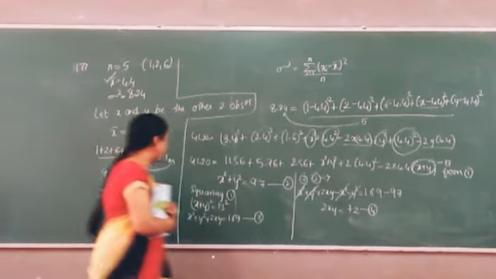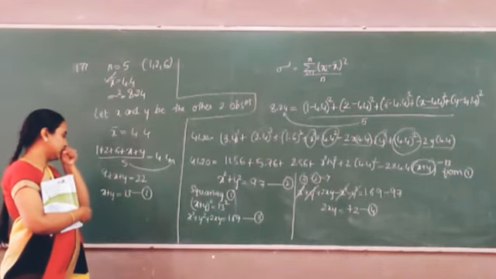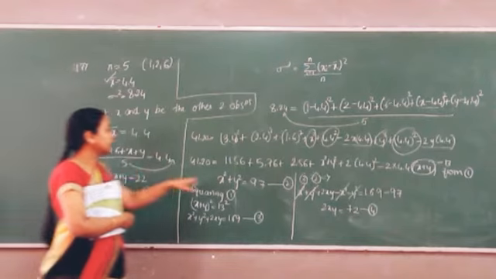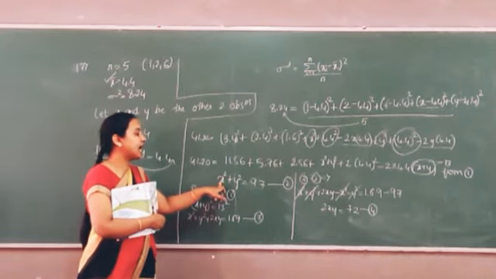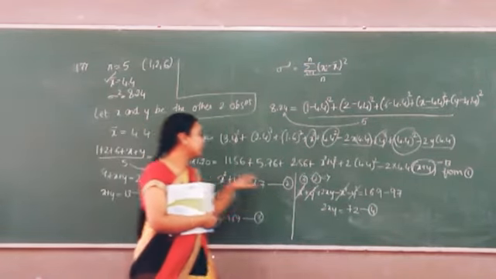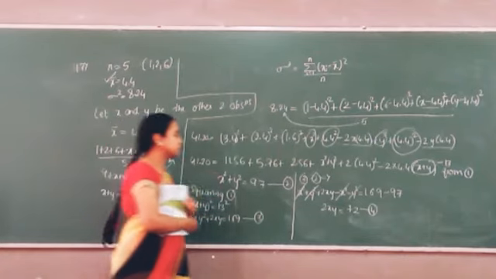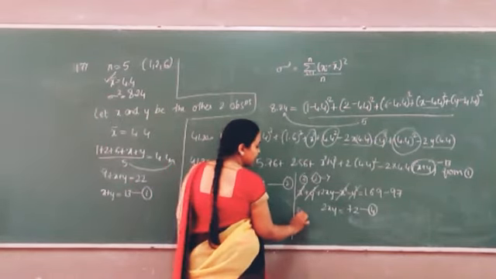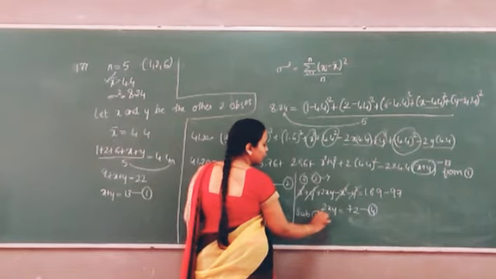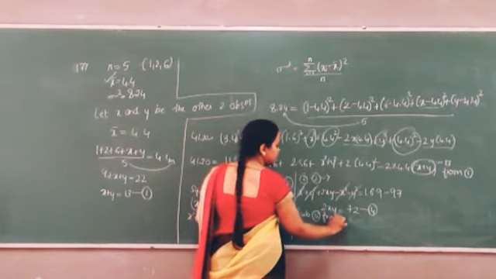Next, what we will do? We will subtract equation 4 from equation 2. Okay, so subtract equation 4 from equation 2.